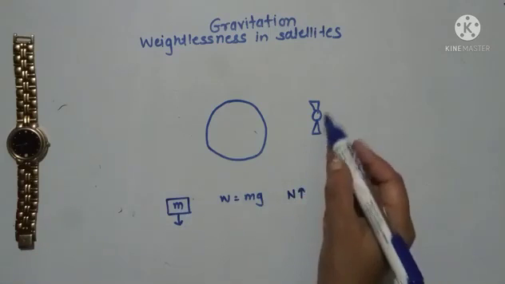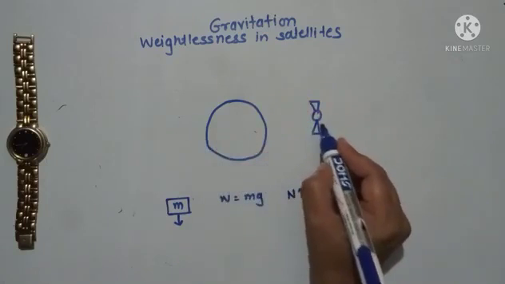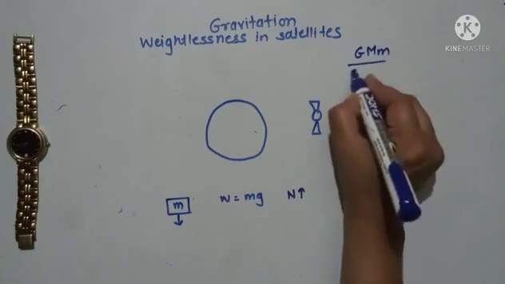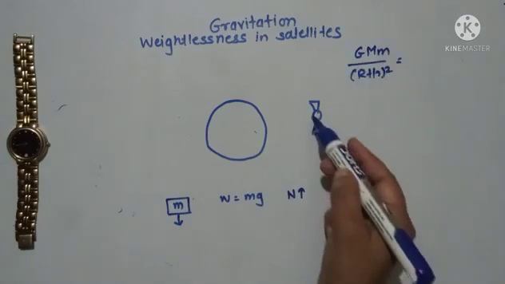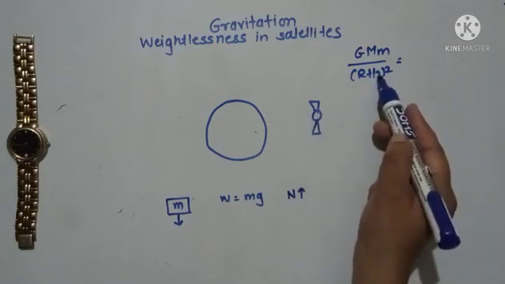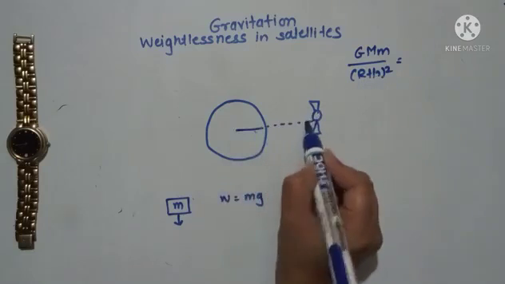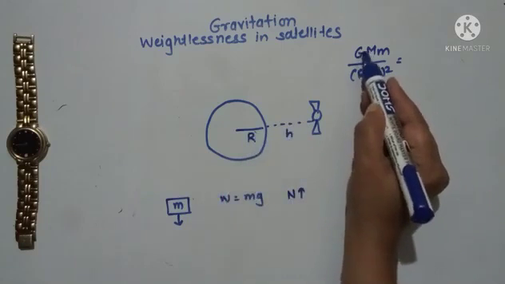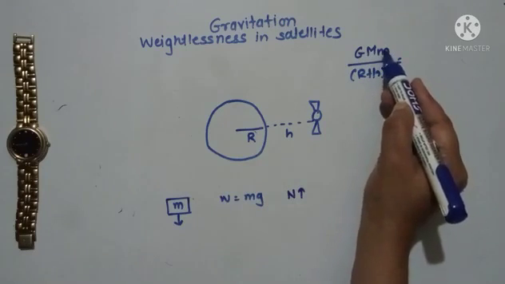Now what happens when the satellite is orbiting the earth? In this case we have also seen that GMm upon (R plus h) whole square is nothing but the gravitational force acting on a satellite at a particular height h, where R is the radius of the earth and h is the height of the satellite from the earth surface. G is the gravitational constant, M is the mass of the earth and small m is the mass of the satellite.